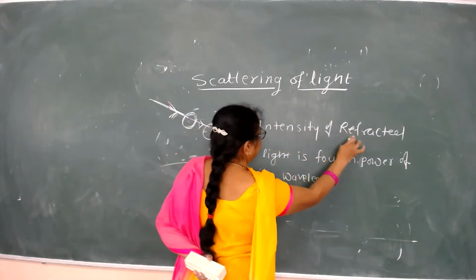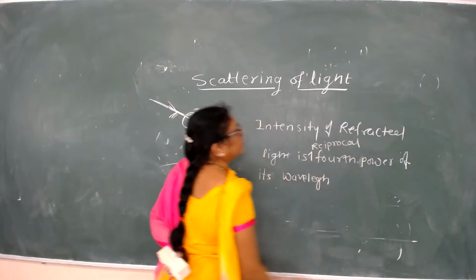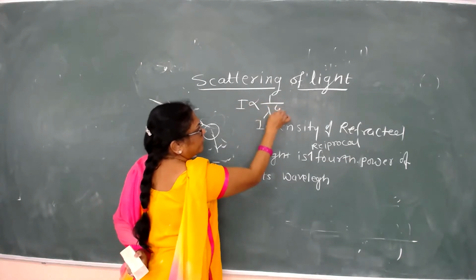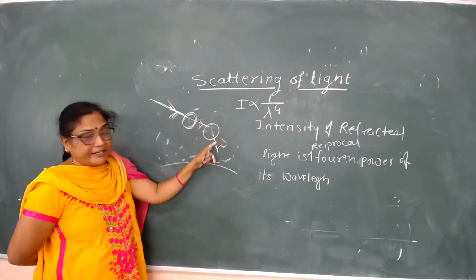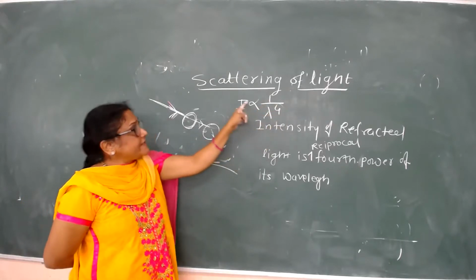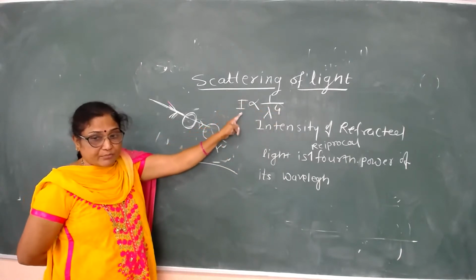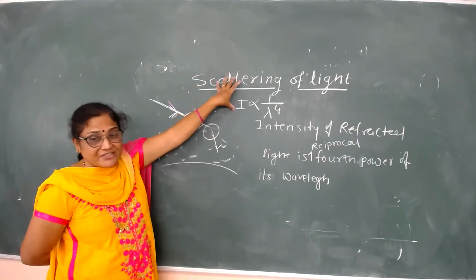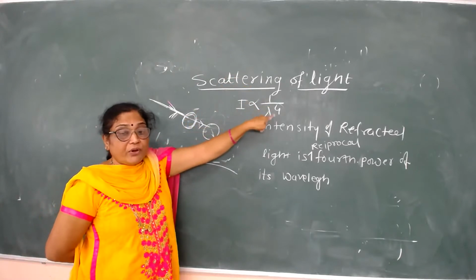The intensity of the refracted light is the reciprocal of the fourth power of the wavelength. That means the relation between the intensity of the refracted light and the wavelength is inversely proportional. When the wavelength of light is more, its intensity is less. When the wavelength of light is less, the intensity of the refracted light is more. The scattering of light depends on this. So according to Rayleigh, the intensity of the scattered light is inversely proportional to the fourth power of the wavelength.